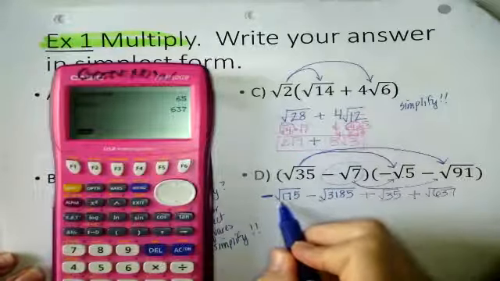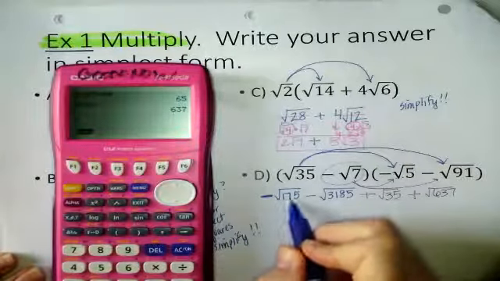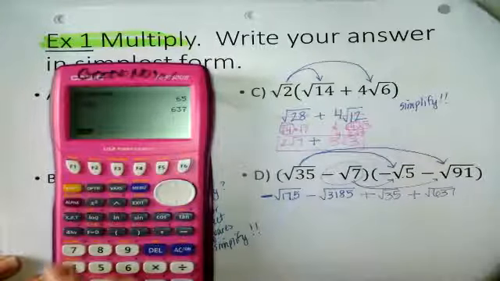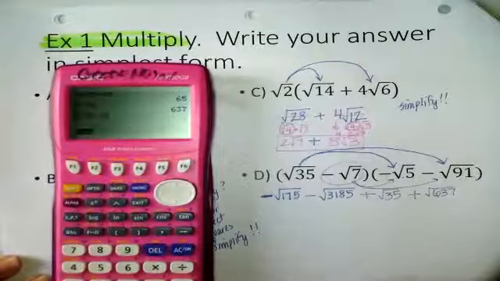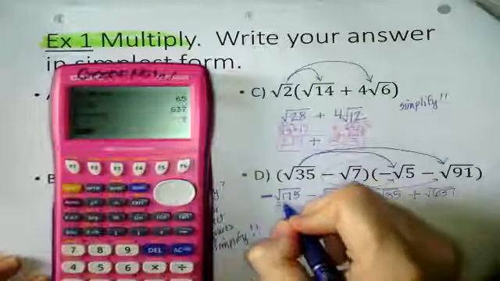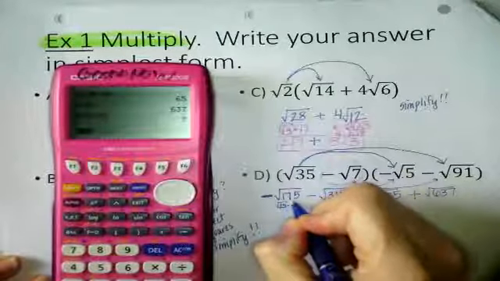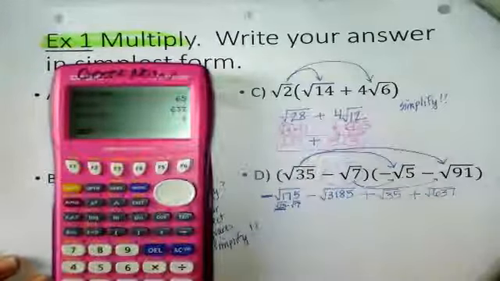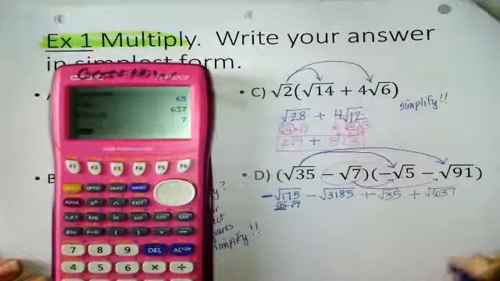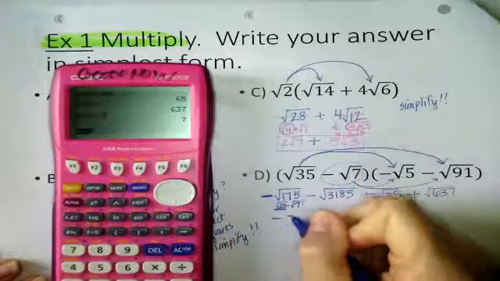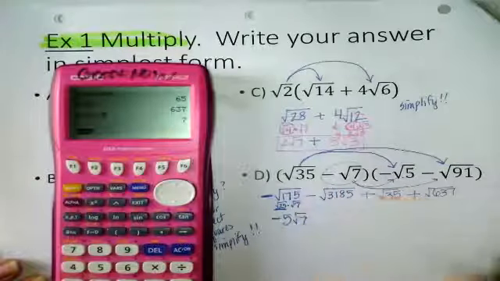First, I know this ends in 75, which means it must be a product of 25. So let's see. 175 divided by 25 is 7. So this is radical 25 times radical 7. And of course, the square root of 25 is 5. So that becomes negative 5 radical 7.